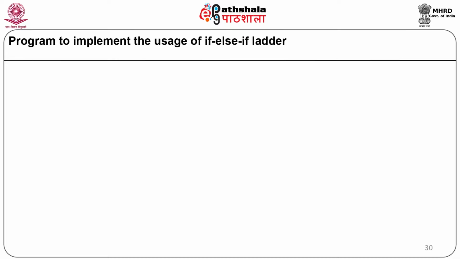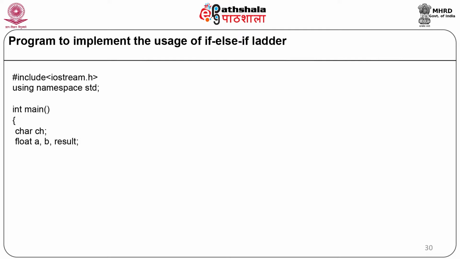We will start with the program #include <iostream.h>. Using namespace std, we will start with the main function. Here the character is declared as char ch and there are 3 float variables declared: a, b and result. We are displaying the message to the user, enter any 2 numbers, and we are taking 2 numbers from the user as cin >> a >> b.